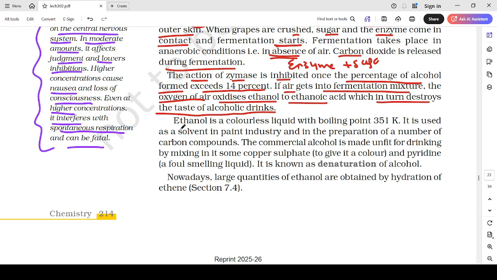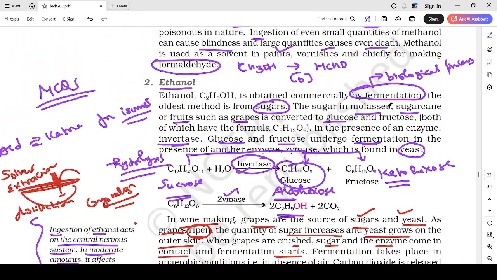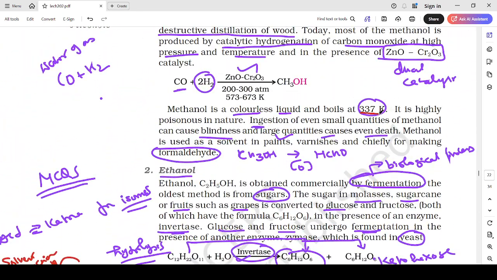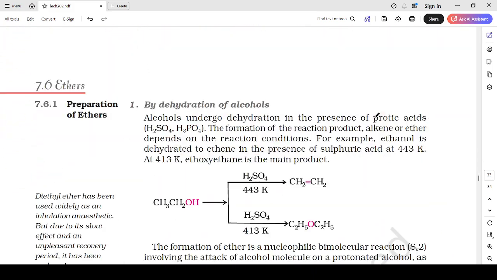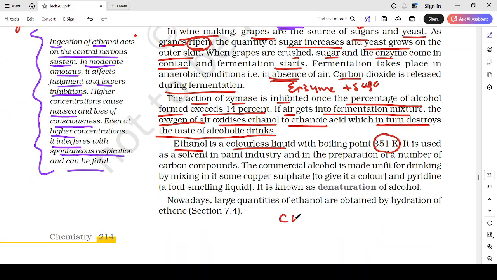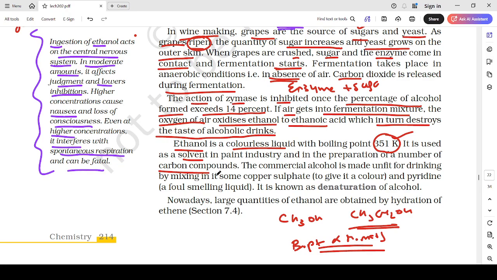The taste is spoiled. Ethanol is a colorless liquid and the boiling point is 351 Kelvin. Look at the methanol boiling point. It was 337 Kelvin. So you can see there is a difference in their boiling point because the molecular mass increased. Boiling point is directly proportional to molecular mass. Since the molecular mass increased, its boiling point also increased. It is used as a solvent, in the paint industry, and in the preparation of a number of carbon compounds. It is very commonly used.